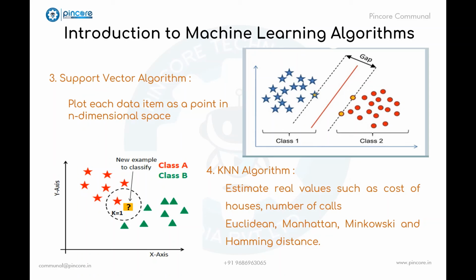For example, if the K value is 1, then the case is simply assigned to the class of its nearest neighbor. At times, choosing K turns out to be a challenge while performing KNN modeling.